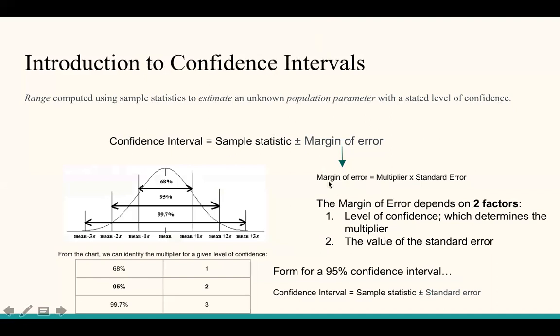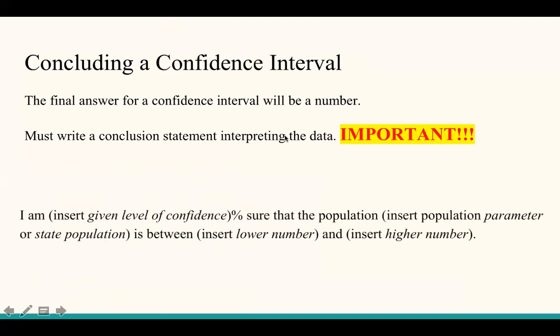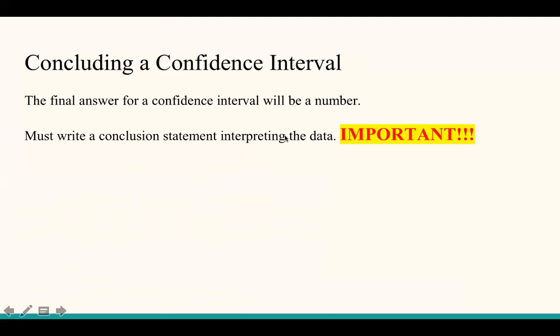Okay, next. Another important thing when you're talking about confidence intervals is you're going to get your final answer as two numbers, because the formula is plus or minus. So you're going to get two numbers, one from subtraction and one from addition. So you're going to get an interval.